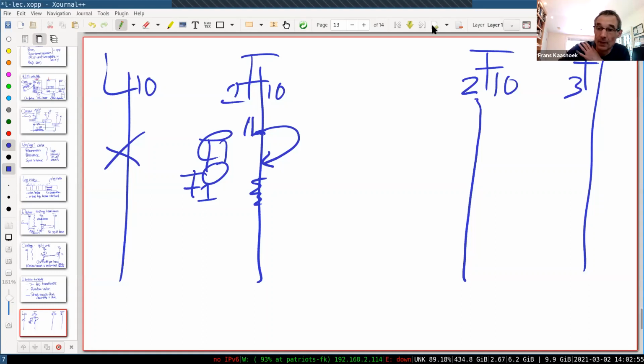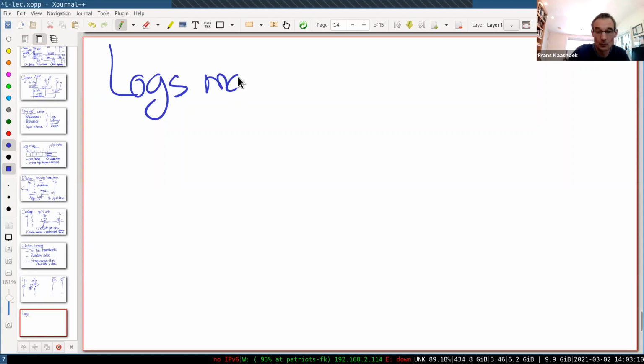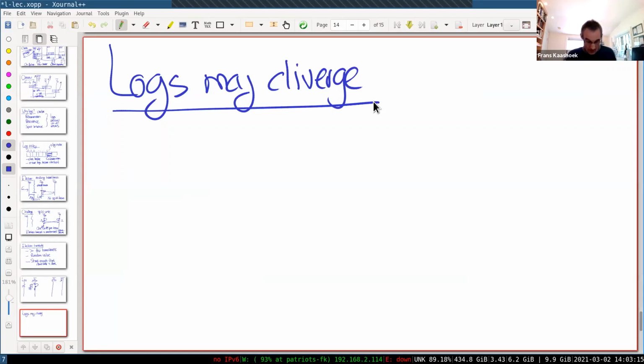Okay, here we go. Next step. Okay, so one important thing to realize, and this came up earlier in the questions, and I want to hit that now, is that logs may diverge. And they can be quite dramatic, but let's get into it for just a basic understanding, and then discuss it in more detail.